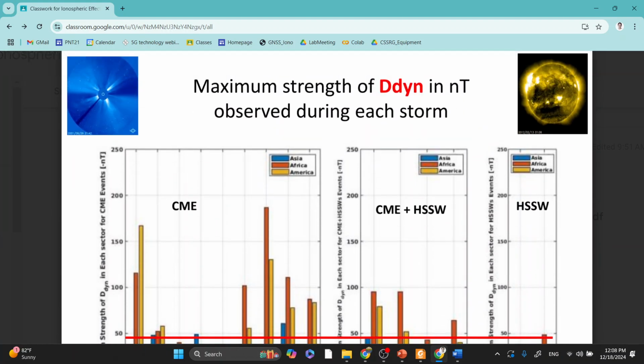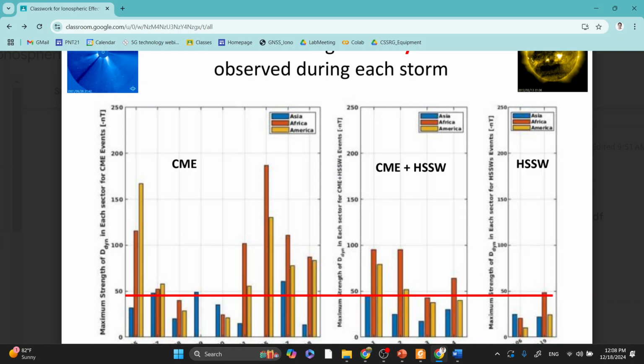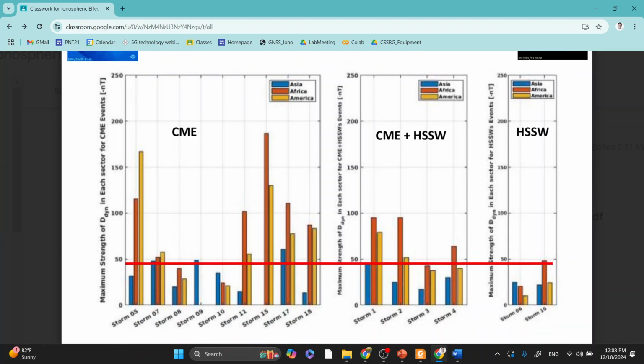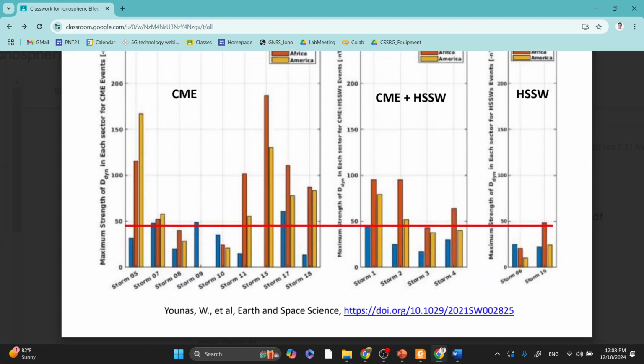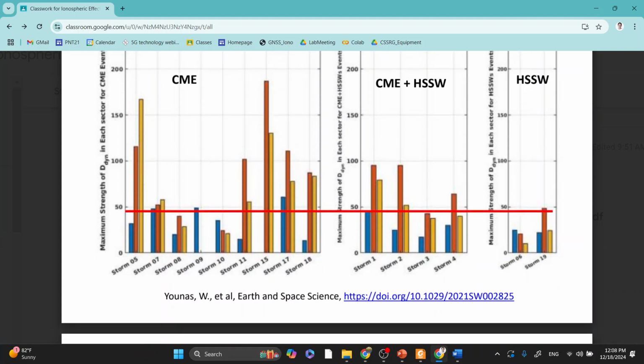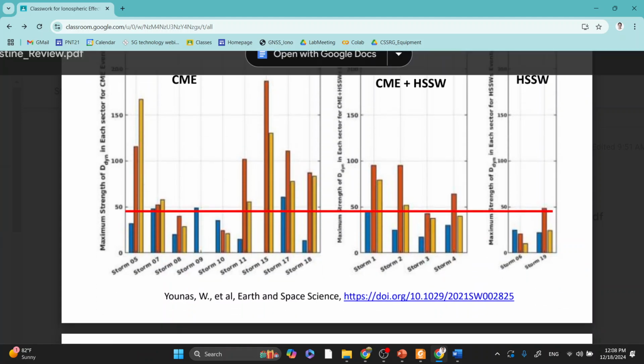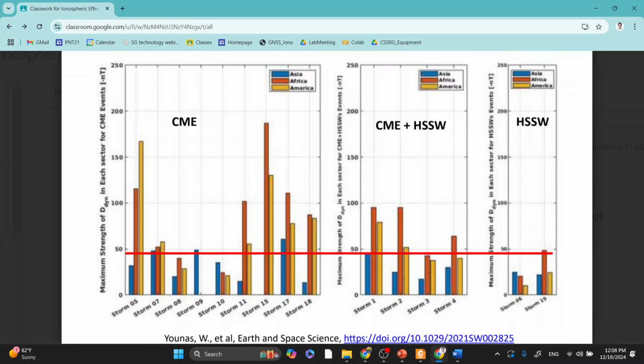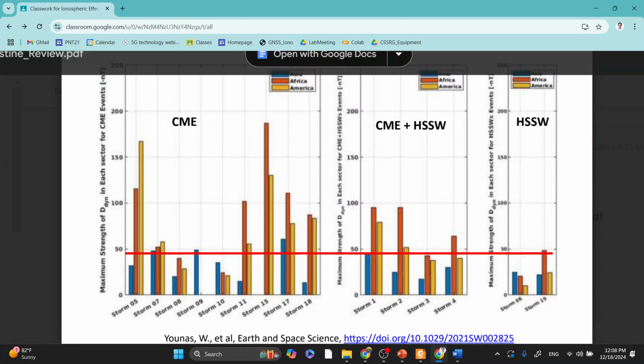But maybe this page I want to look at. Recently, I started to see some researchers look at the relationship of various parameters like TEC, for example. What is this one? Oh, this is DDYN. They look at the relationship even between ROTI and TEC, comparing CME plus high speed solar particle, something like that, and the HSW event only.